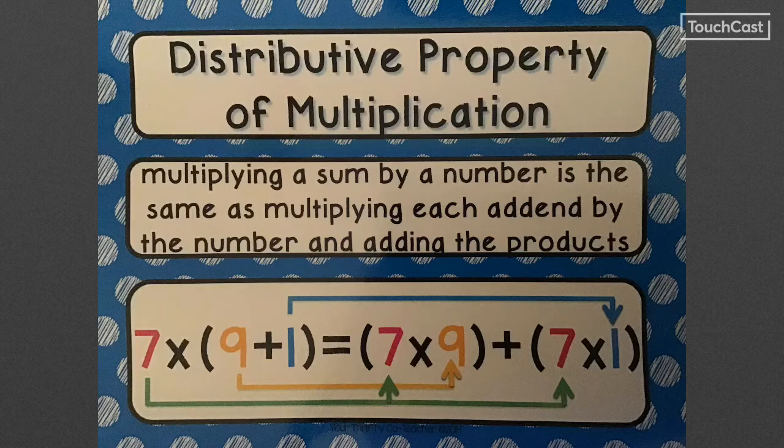and adding the products. So what that means is if we have 7 times, in parentheses, 9 plus 1, that's the same thing as doing 7 times 9 plus 7 times 1. You're distributing the 7 to each aspect of your parentheses part. So you distribute the 7 to the 9, and you distribute the 7 to the 1.